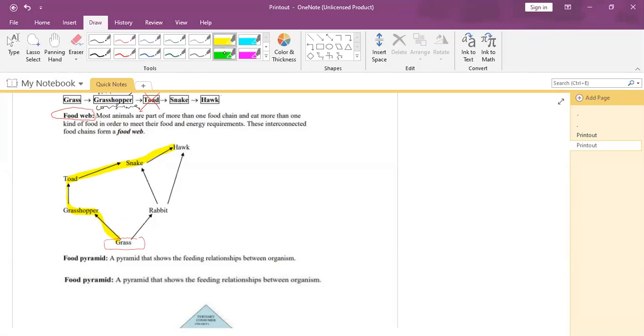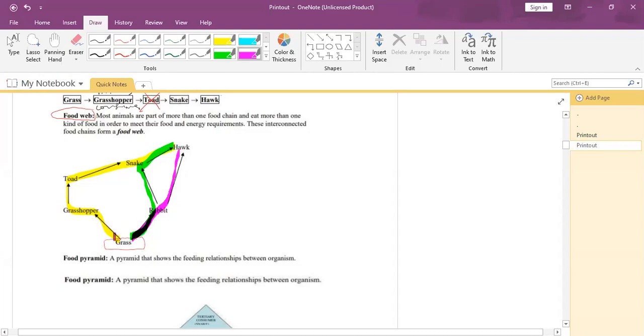I can also have another food chain. Grass produces food for the rabbits. Rabbit, food for snake. And snake, food for the hawk. So that's another path, the second food chain. I see another food chain. Producer, first producer grass, food for the rabbit. And the rabbit produces food for the hawk. So I have three food chains put together in this. That's why it's a food web, made up of more than one food chain.